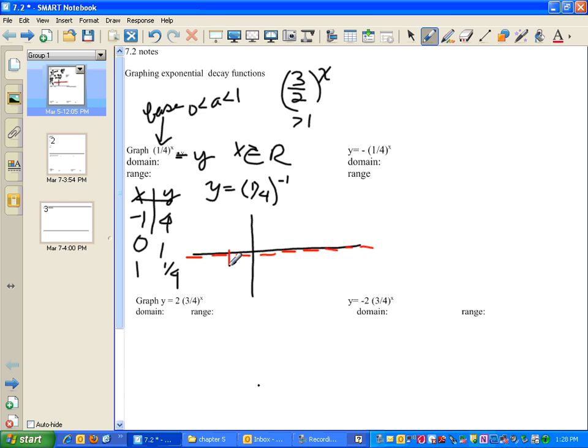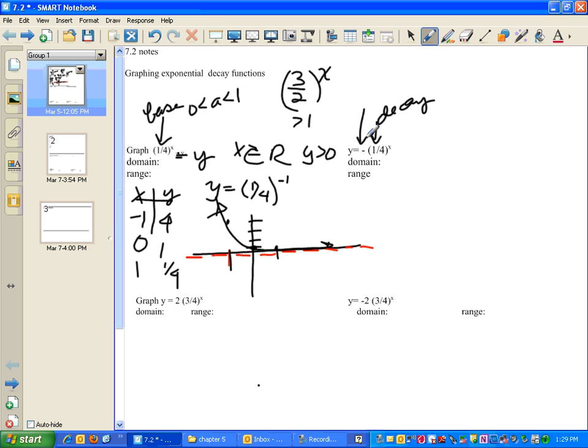So at -1, we are at 1, 2, 3, 4. At 0, we're at 1, and at 1, we're at 1/4. So see how now our graph comes down and approaches our asymptote but never comes in contact with it? Instead of going off into infinity, it's coming down. So yes, y will be greater than 0. Not equal to, because we'll never get to that value, strictly greater than. Okay? All right, so we know that this is still a decay because we're dealing with 1/4.